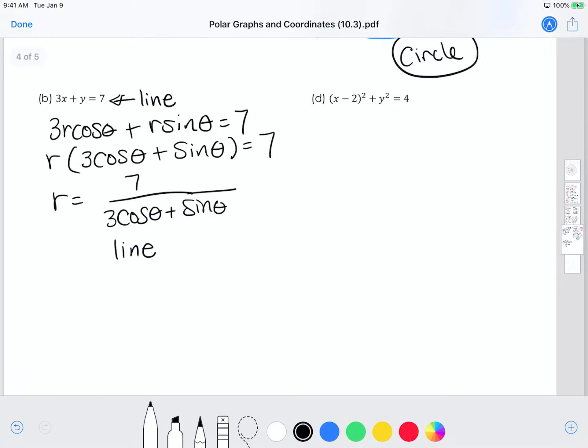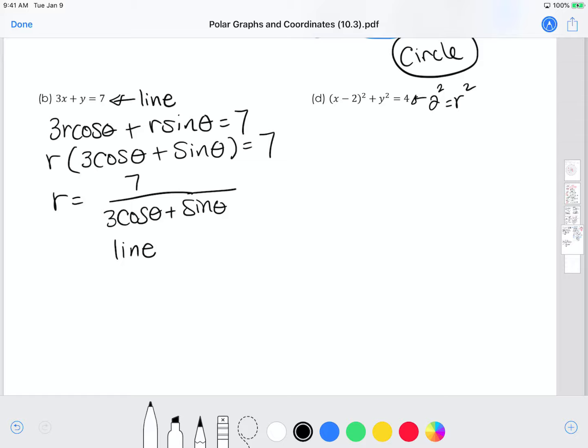So a similar example to practice, we've got (x - 2) squared plus y squared is equal to 4. This is the equation of a circle in rectangular form with the center (2, 0) and a radius of 2, because this can be written as 2 squared, which is my r squared.